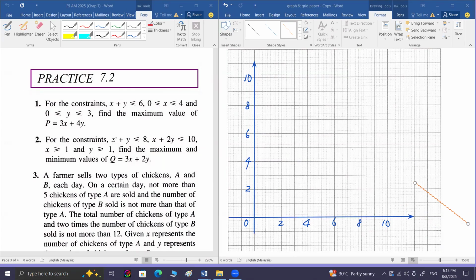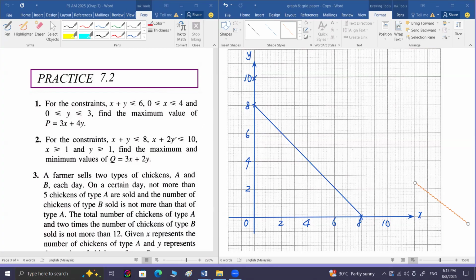So same as usual, class, okay? Just like I say, you can go shortcut. X plus y is 8. Then you just go 8, 8. No need to get the table. Just direct, yeah? X plus 2y, you can go direct also, class. Let's say, for example, x is 0. Then 2y is 10.